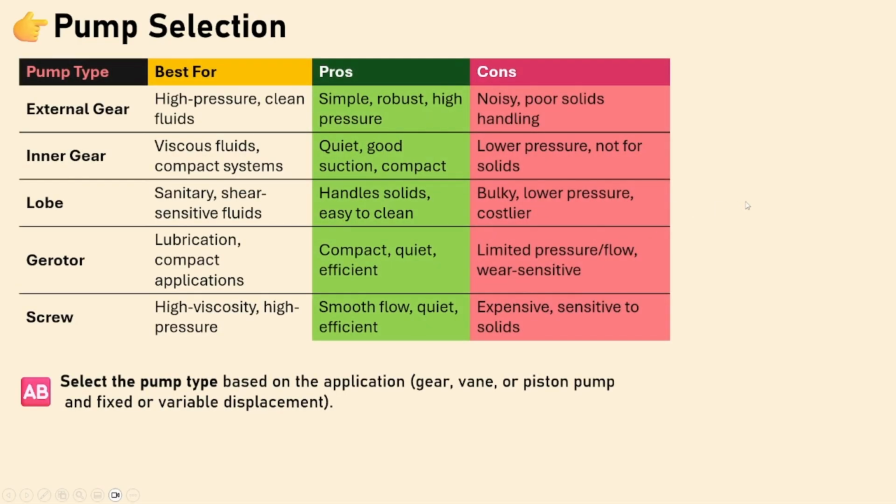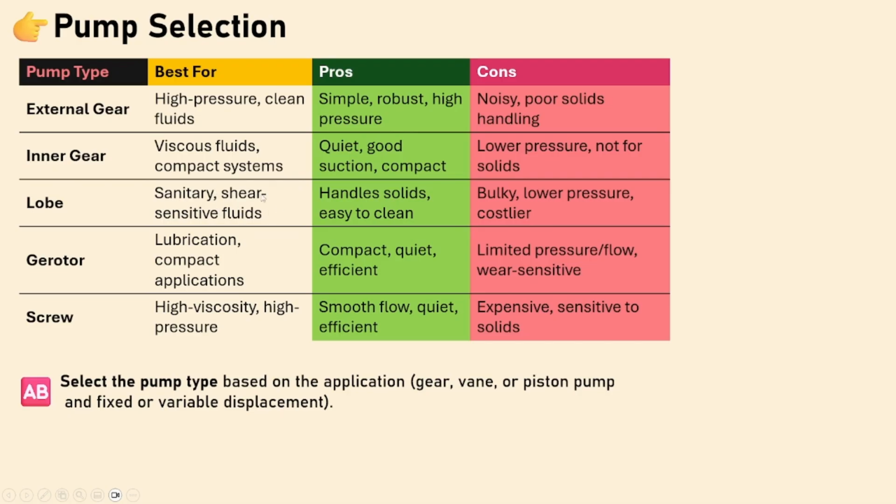Here's a quick recap for a few different pump types and what they're best for. External gear pumps are cheap and they're good for high pressure and clean fluids. They don't do well though in that they're noisy and they don't handle solids very well. Inner gear pumps, or internal gear pumps, work well for viscous fluids and compact systems. However, they don't have great pressure tolerances and they don't work well with solids as well as the external gear pump, right? If you do need to handle solids, lobe pumps work very well here, right?